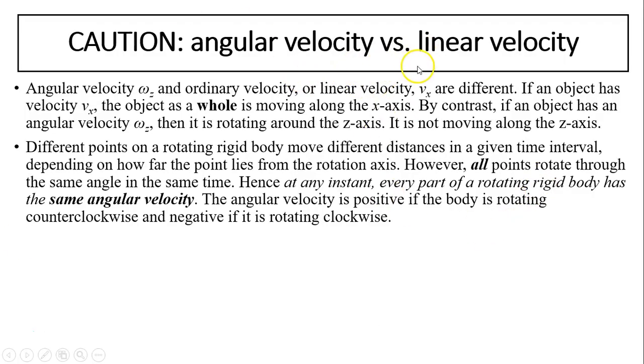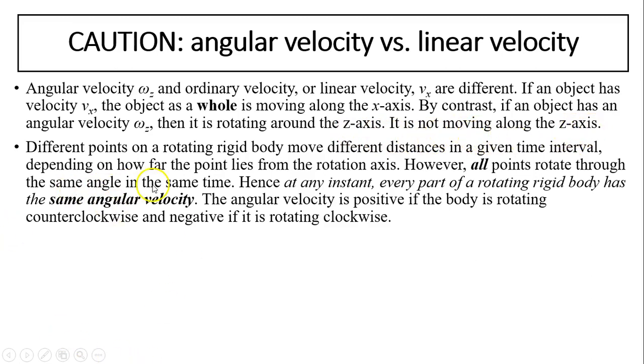Question, angular velocity versus linear velocity. Angular velocity, omega z, is different from ordinary or linear velocity, Vx. If an object has velocity Vx, the object as a whole is moving. By contrast, if an object has an angular velocity omega z, then it is rotating around the z-axis. It's not moving around the z-axis.